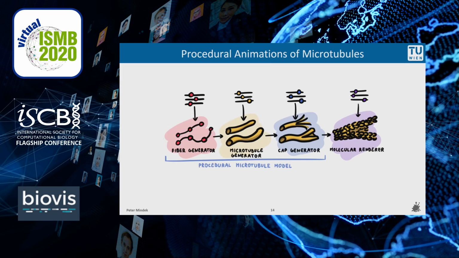To demonstrate these concepts, we implemented a pipeline for visualizing dynamic behavior of microtubules. The pipeline consists of 4 stages. A fiber generator generates the network of microtubules in a cell. Each filament is represented by a spline defined by several control points. Microtubule generators generate a molecular model of the assembled microtubule along each curve. Cap generator generates the growing end of a microtubule. There's a specific way in which tubulin molecules assemble, and this is visible in the specific shape of the microtubule's end, also called a cap. And finally, we render the models with a real-time molecular renderer.